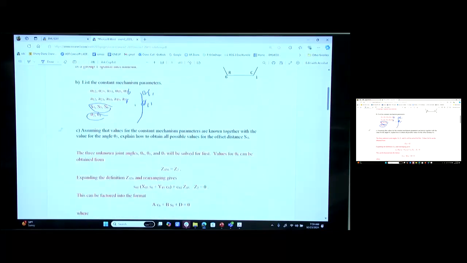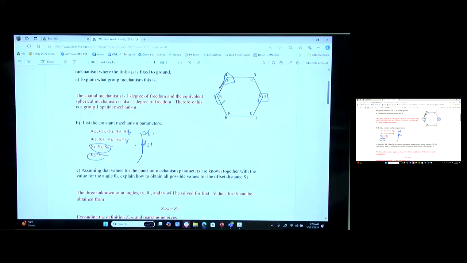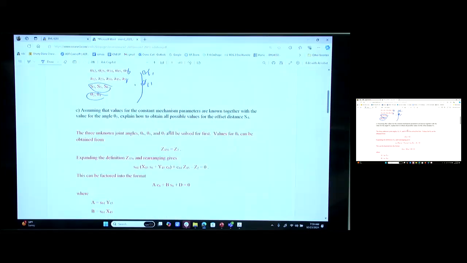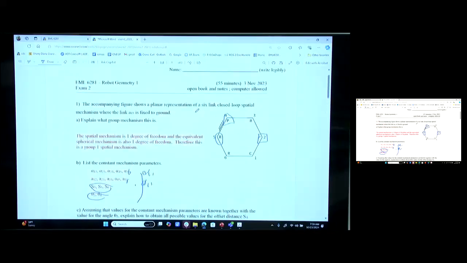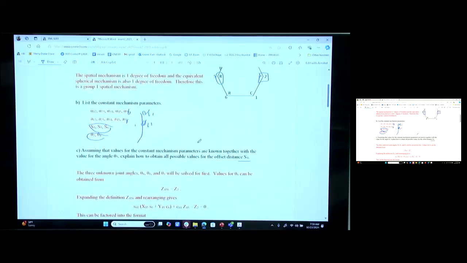Okay, what does this next one say? It says, assuming the values for all the constant mechanism parameters are known, together with a value for, oh, I gave theta 5. Explain how to get all the possible values for S4. That's kind of a loaded question.